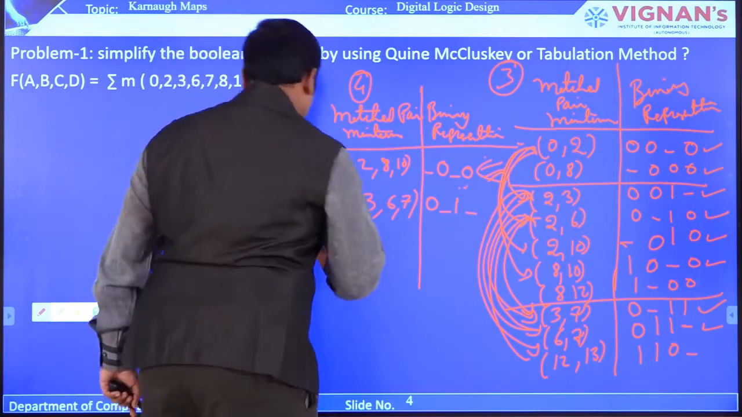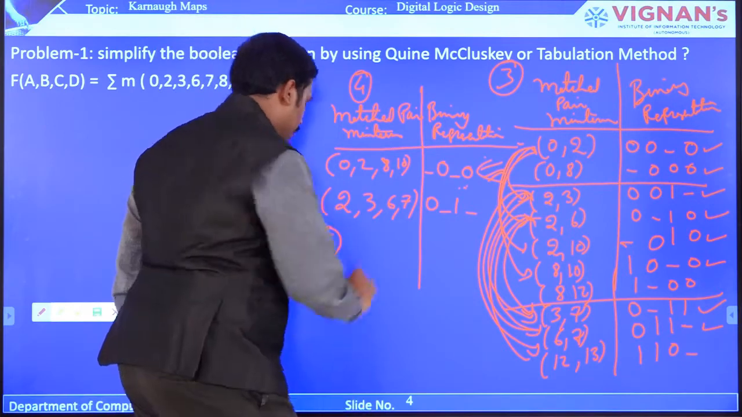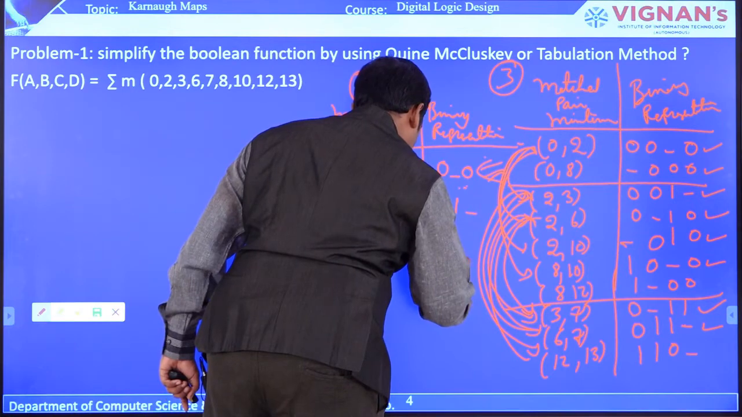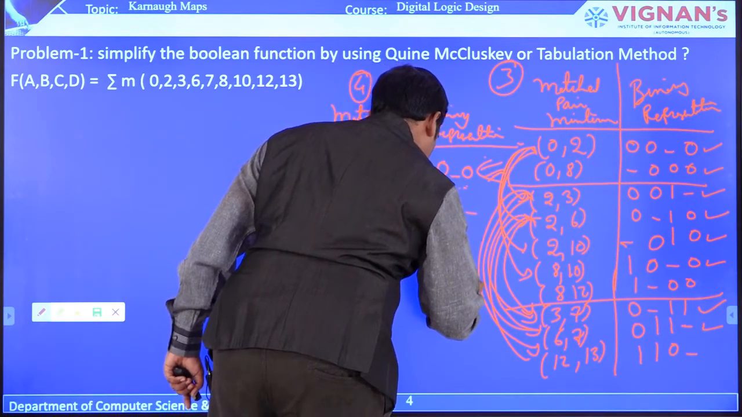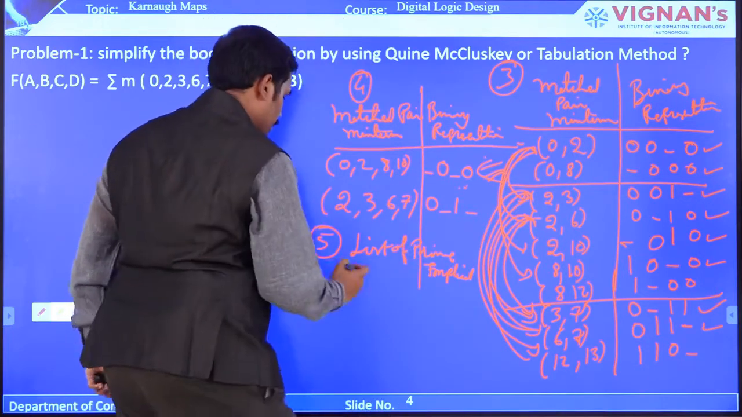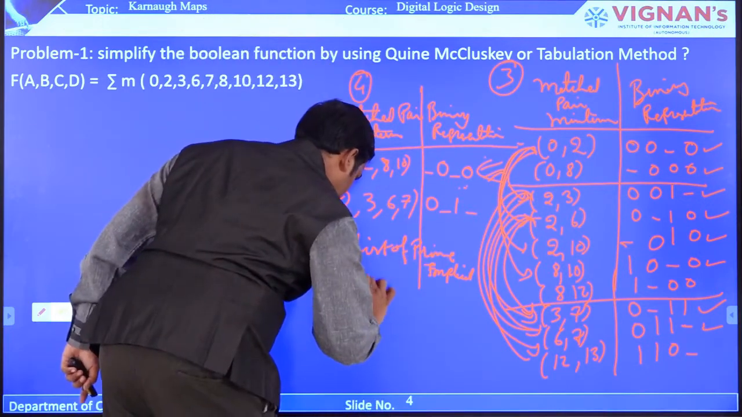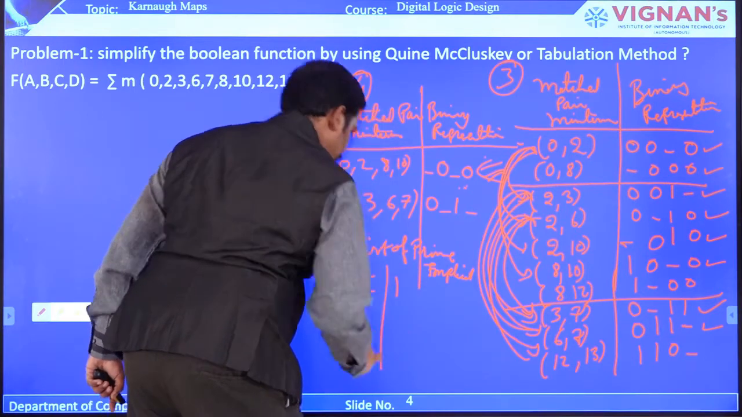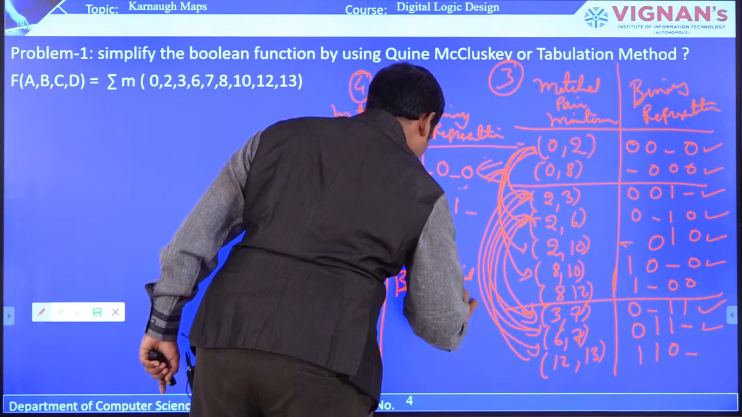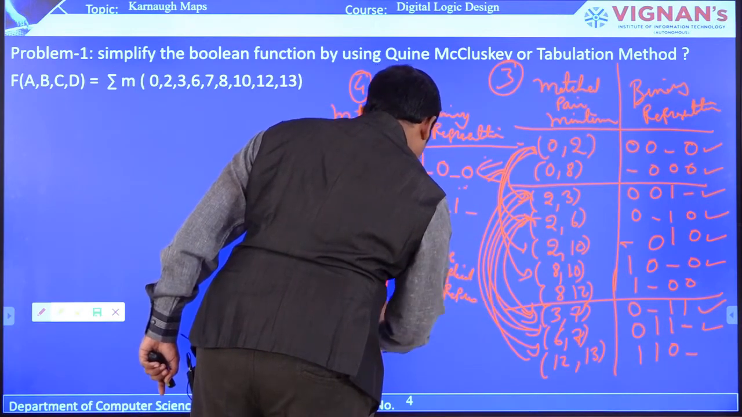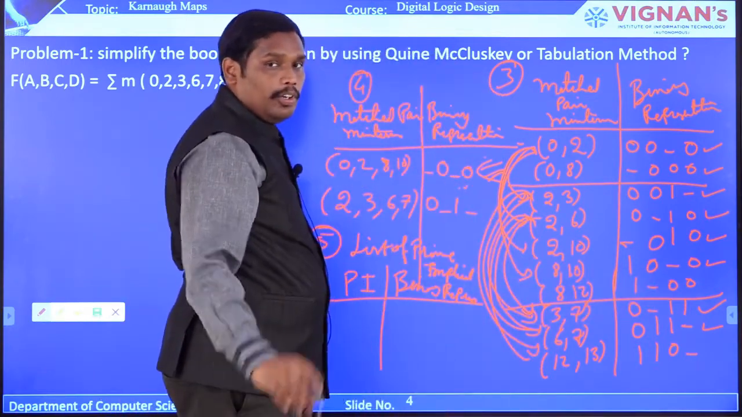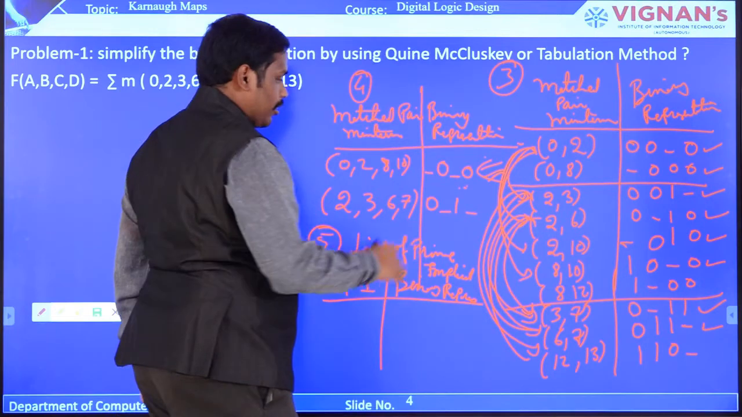So we'll be writing the fifth step as what are the prime implicants. List of prime implicants. So there is no further elimination or getting new data. So we are going to write all the prime implicants. I am writing with PI, which is the prime implicant, and then its binary representation. Okay, what is the first PI? That is this particular row which is not part of the check mark.